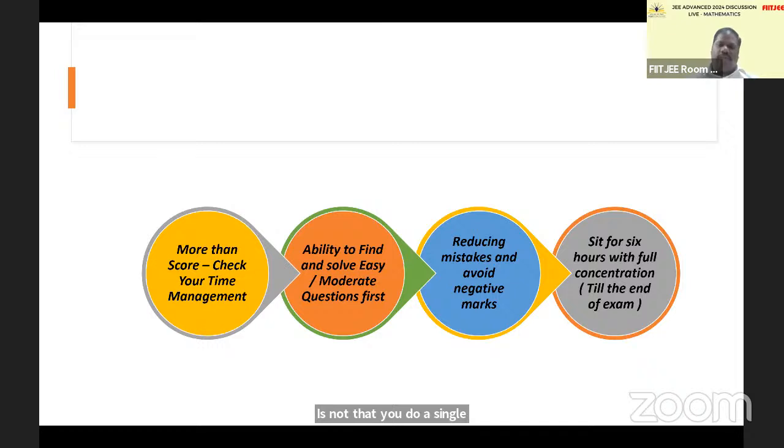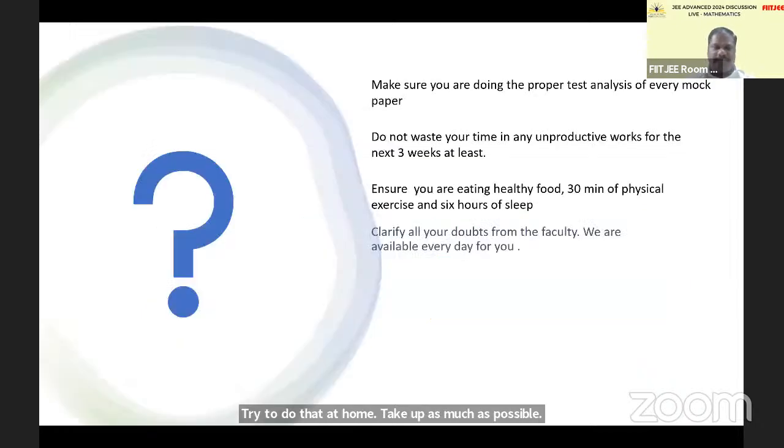Apart from whatever you're doing in your classroom sessions, we would suggest you try to have more mock tests at home with the available platforms. For JEE, there are a lot of platforms available. Try to do that at home. Take as many mock tests as possible to correct these parameters we have mentioned here.